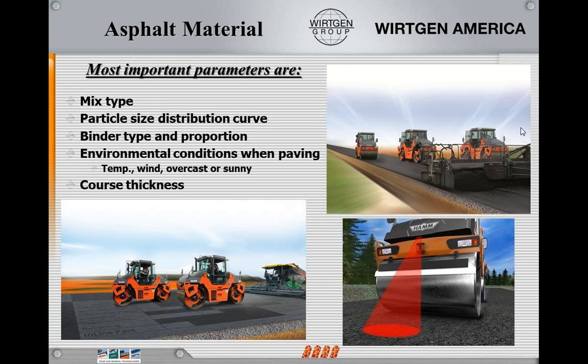Also, same thing like in the soils is coarse thickness. Are we laying a 1-inch overlay or are we laying 4 inches deep? That will determine how we are going to set up the roller to compact that material. Are we going to use high amplitude, low amplitude, high frequency, low frequency, static material, oscillation, whatever we're going to use? We need to identify the mix type, the binder that's in it, and the coarse thickness that we're going to look at.